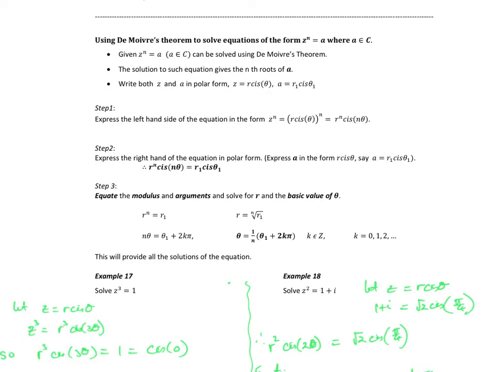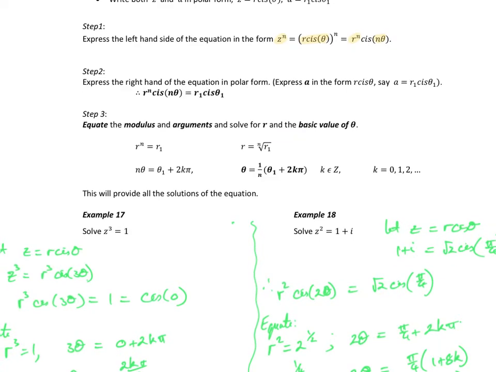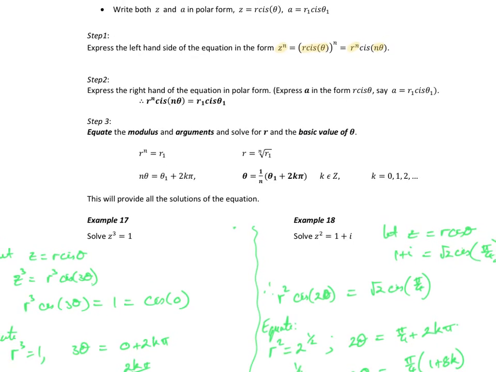z to the n can be written as r cis theta to the n, which is r to the n cis n theta. So we're raising the r value to the power of n and multiplying the argument by n, all right? And then to solve it, the process is to write both sides in polar form, and then we equate the expressions, noting that the angle n theta is equal to theta plus any 2 pi, all right?